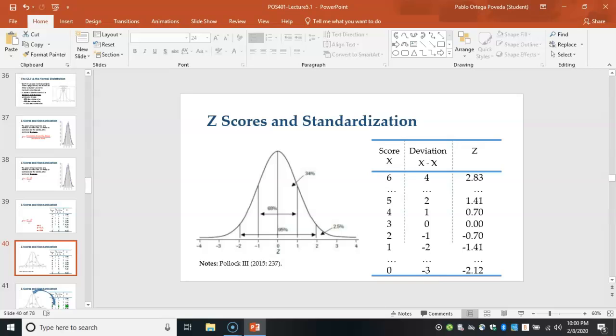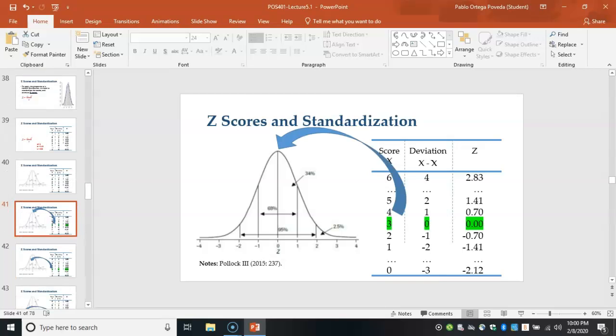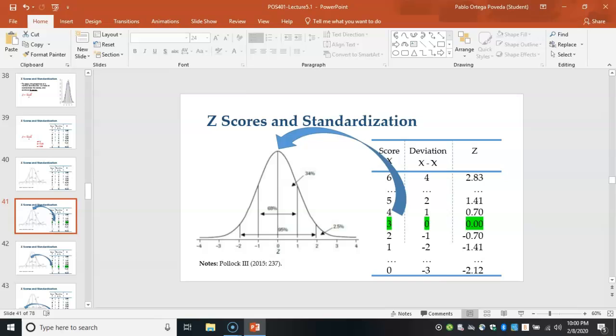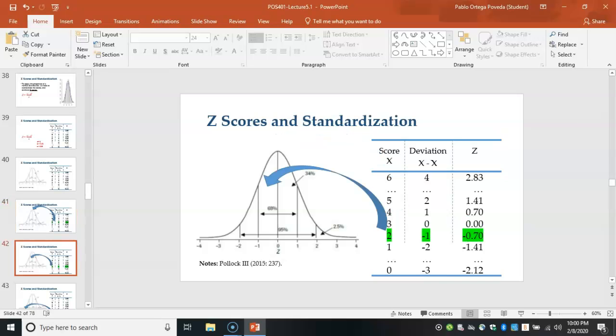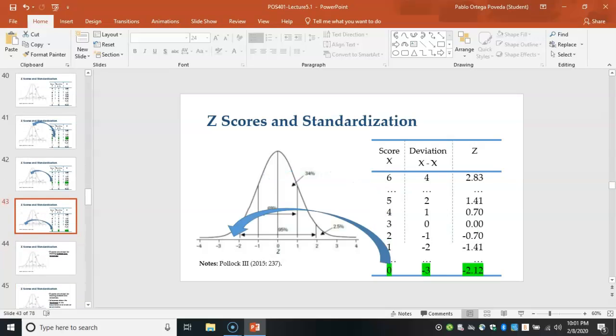Okay, so let's interpret these results according to this normal distribution. For instance, if we have a value of 3, there's no deviation, and the C value for that reason is 0, right? If you have a value of 2, the deviation is going to be minus 1, and the C value will be minus 0.7. So this score will be located just one standard deviation below the mean, close to the mean, right? And finally, if we have a value of 0, the deviation will be minus 3, and the C score will be minus 2.1. So it's going to be in this area of the whole distribution.